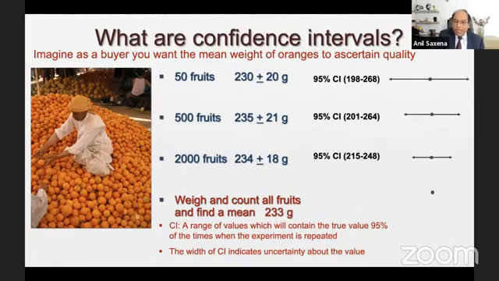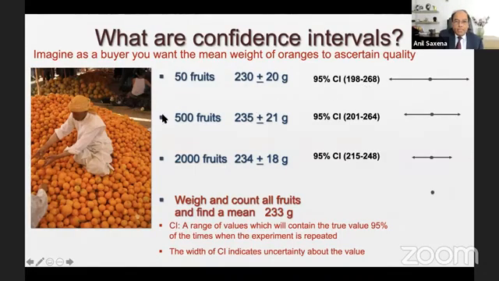Log rank test, every value will carry some statistical uncertainty, and quantification of that uncertainty is what the confidence interval tells us. So I gave the example of if there is a large heap of fruit and we want to know the exact mean of the fruits, and we take a small sample of 50 fruits, we get a certain value, but we get a wider confidence interval.